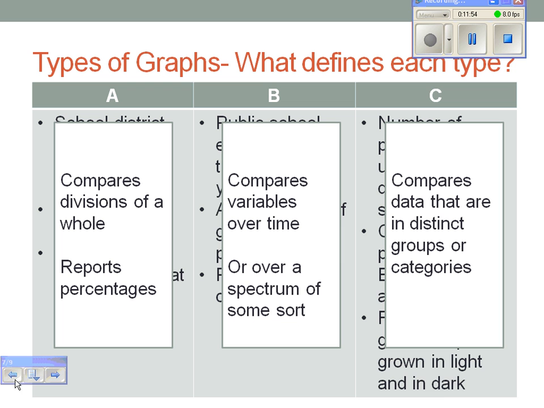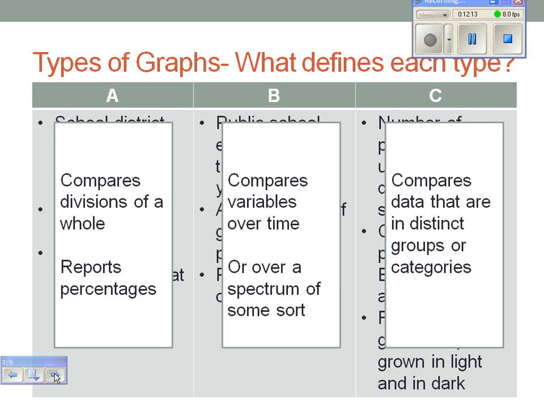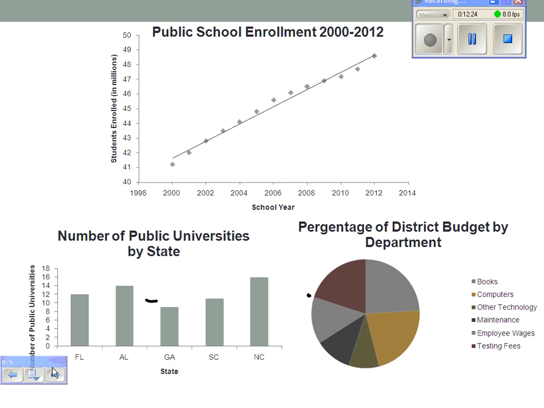Group C is data that are in distinct groups. So if you look at this, we're looking at schools in different states. We're looking at gas prices at different gas stations. We're looking at a plant grown in the dark versus grown in the light. Okay, so distinct groups or categories, that's going to be a bar graph. Okay, so some pictures so you can see what's going on here. This is going to be your line, bar, and pie.